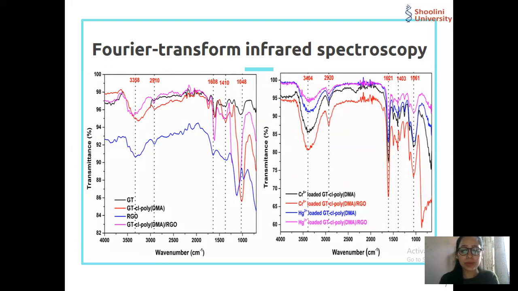The shifting of these peaks in the case of the metal-loaded sample confirms the successful interaction of metal ions with the active sites of the adsorbent.